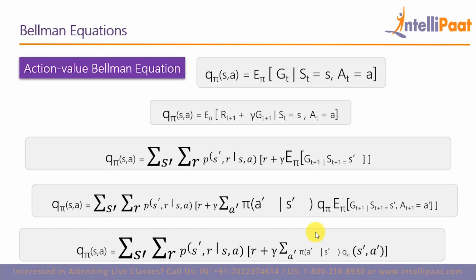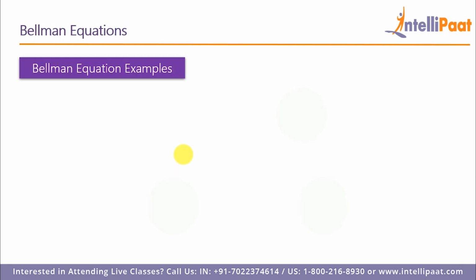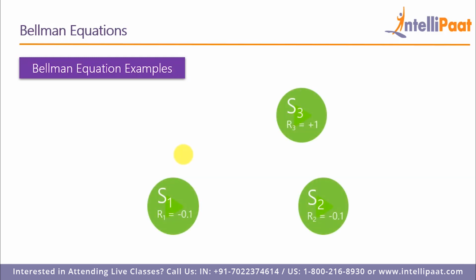So now let's look at some examples of the Bellman equations to get some clarity. So we'll start with our first example. Let's say there are three states S1, S2 and S3, and the returns that are given by each state are minus 0.1, minus 0.1 and 1.